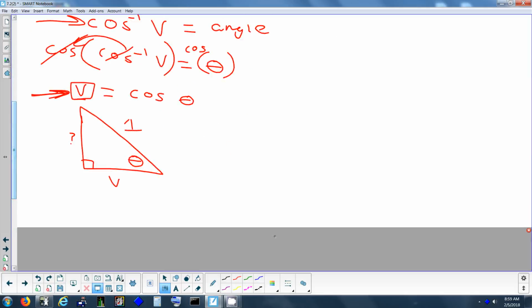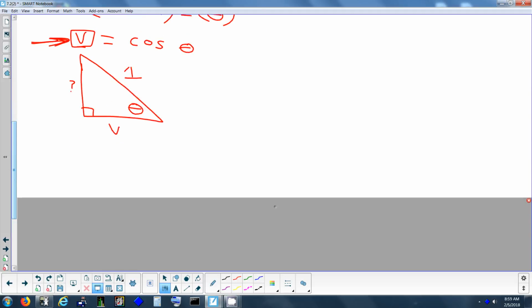How would you find the third side in that right triangle? It's not going to be numeric. It'll have variables in it. Could you use sine? Well, we can't use a trig function because we don't have enough information to do it. The Pythagorean Theorem. Okay, we can use the Pythagorean Theorem.